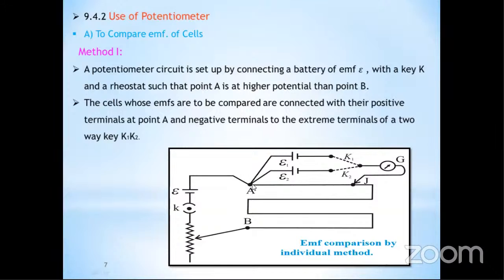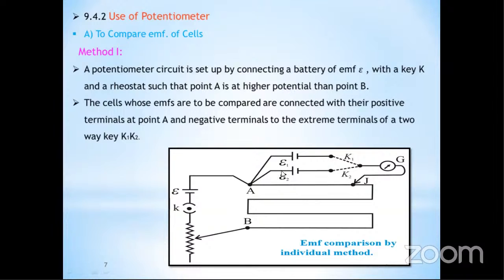Here this is not having the value of 100 centimeter. In our practical purpose, when we take this potentiometer to compare the EMF, at that time, we have to take this 400 centimeter wire. That means A to B having the distance 400 centimeter. Here, we are going to compare the two cells. Suppose this one is E1 and suppose this is E2.